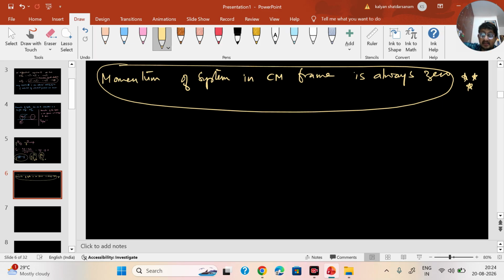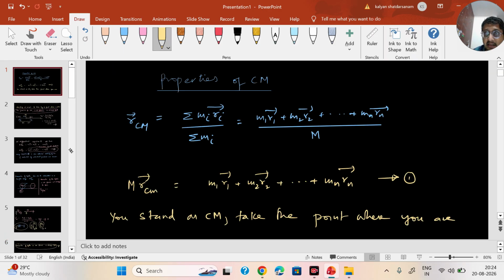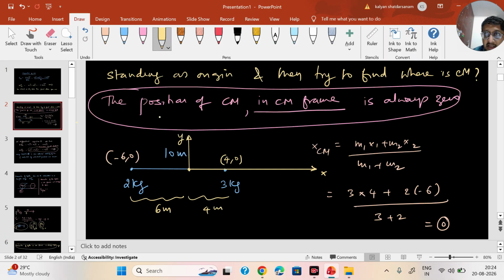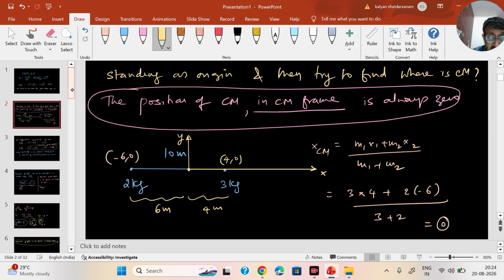So solving problems in the center of mass frame will be very beautiful, easy. In the ground frame, to solve the problem you have to conserve momentum and, let's say, energy. In the center of mass frame, momentum is always zero, so you need not bother about it. Just conserve energy and you'll get the answer. Beauty. So it will simplify our discussion to a great level at a later stage. So two things. At the beginning, I told you the position of center of mass in center of mass frame is always zero. Beautiful concept. Now I am coming to the next concept.